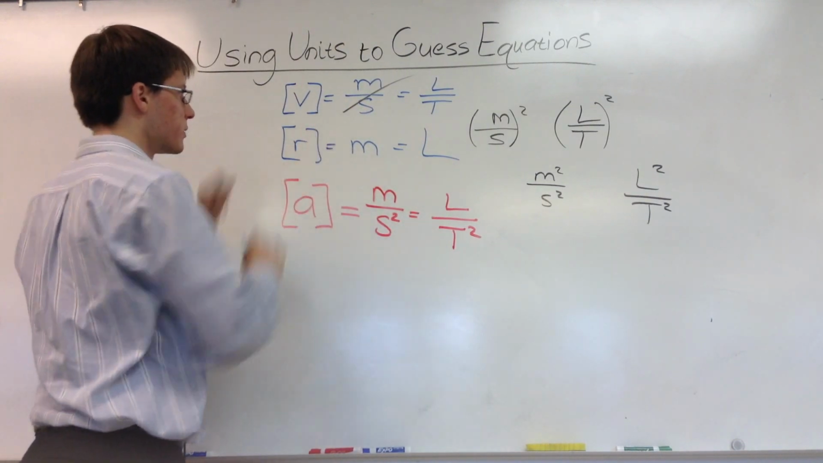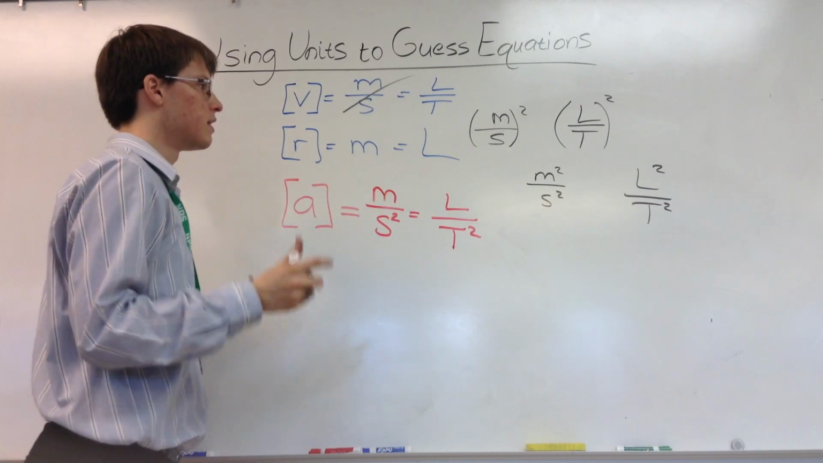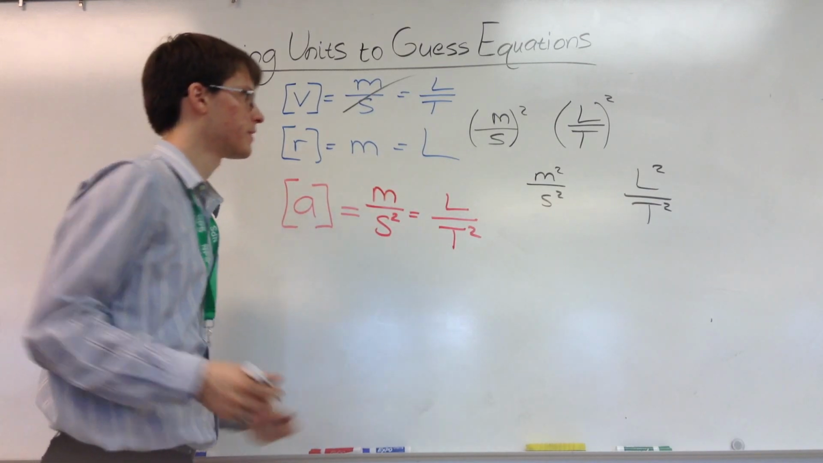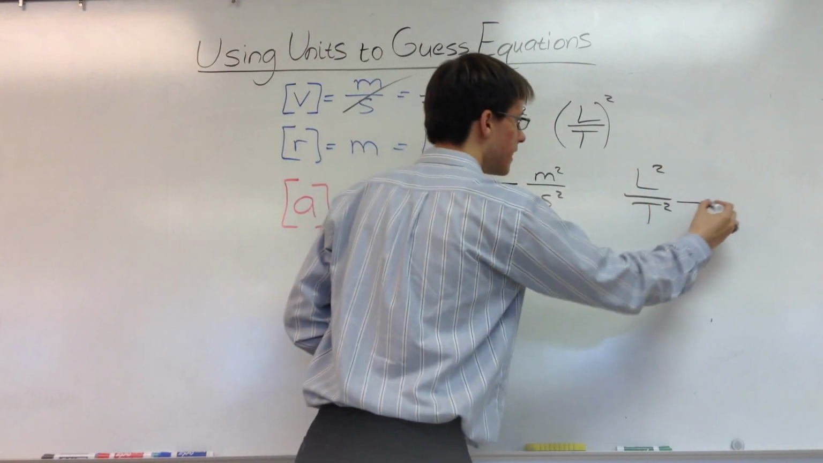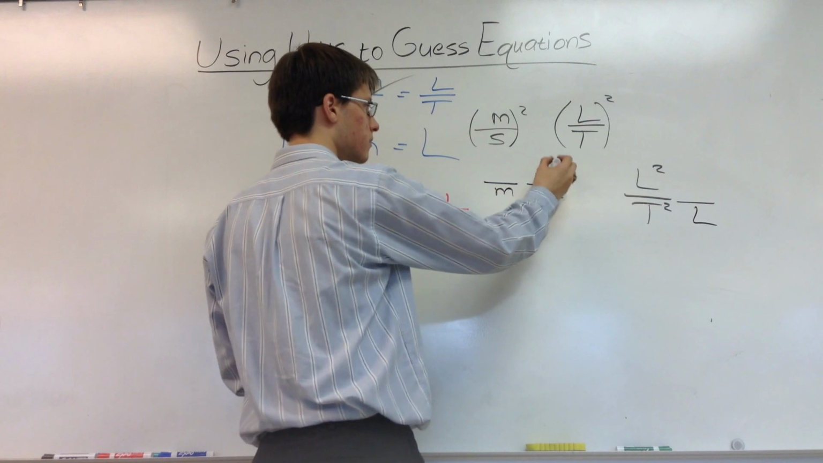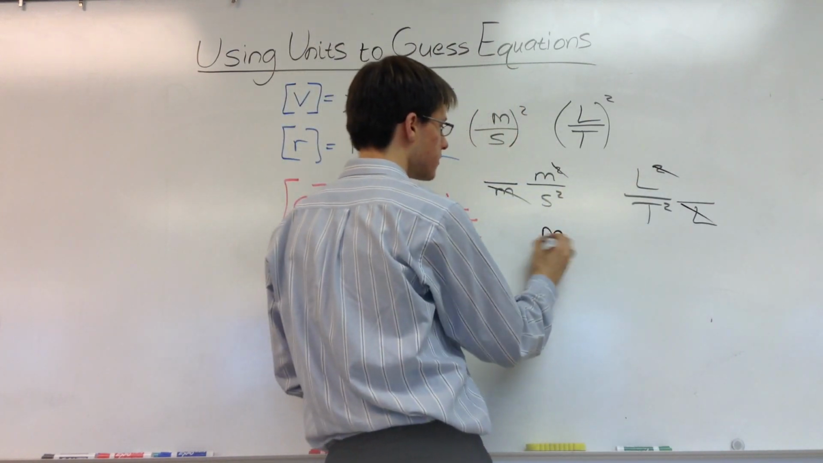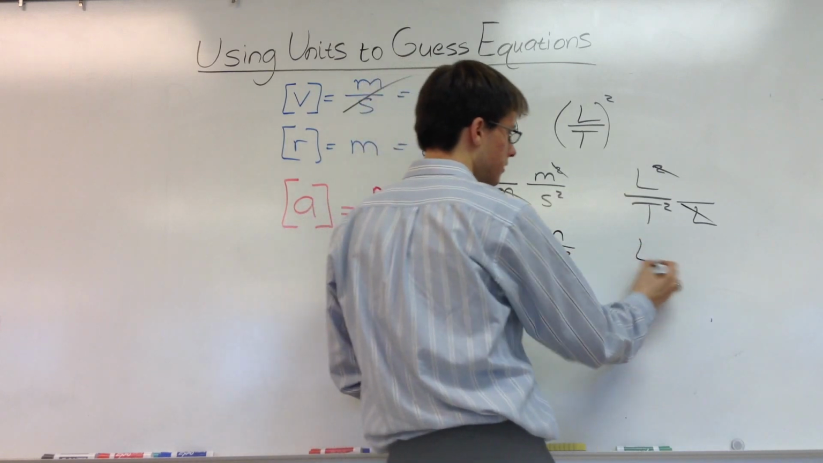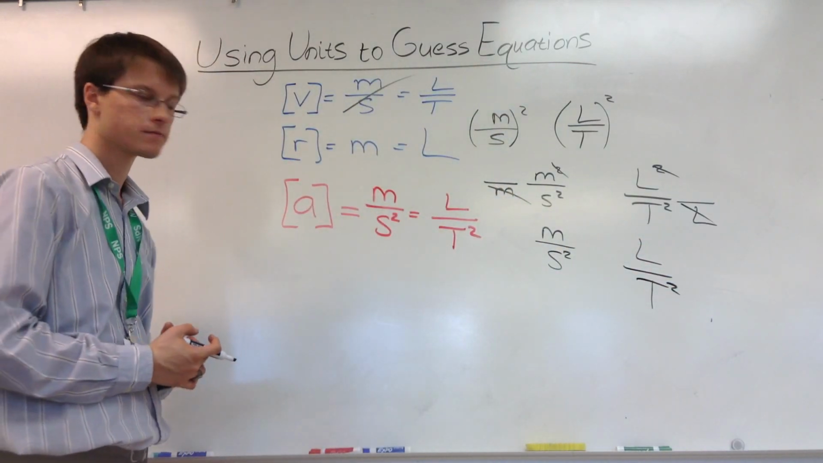Well, let's look at the other unit we have left. We have a radius left, which has units of meters, or length. One of the legal operations is division. So let's divide by meters, divide by length, and then that squared cancels. You're left with meters over second squared, length over time squared, which matches what we wanted.